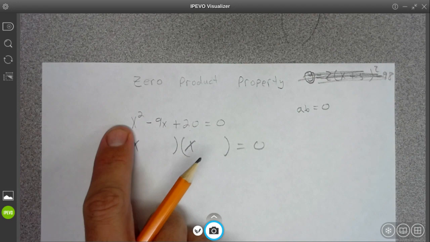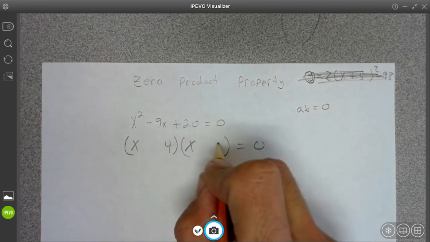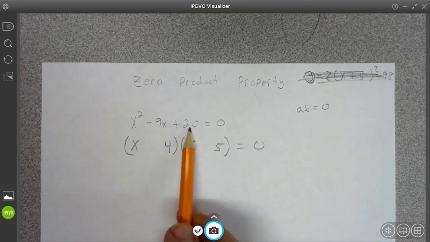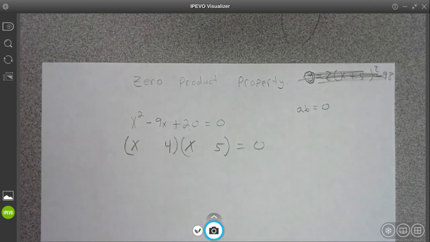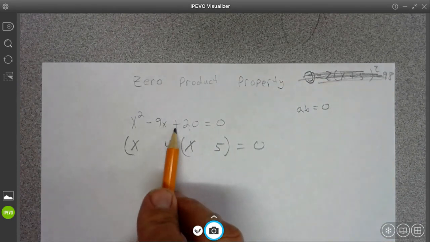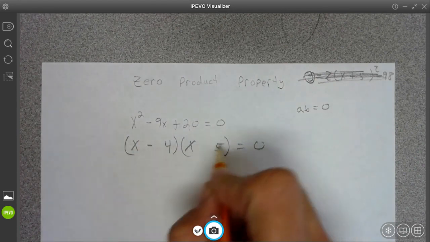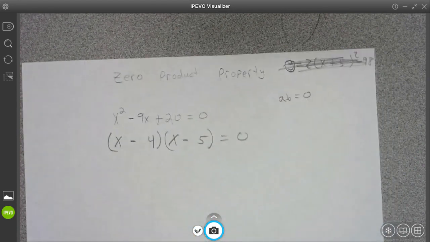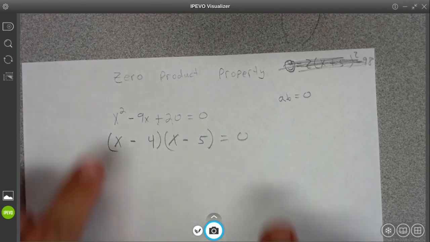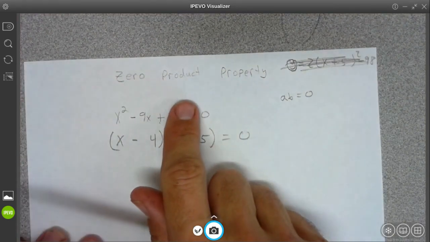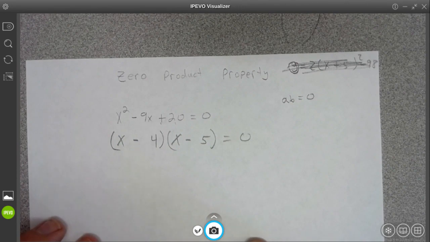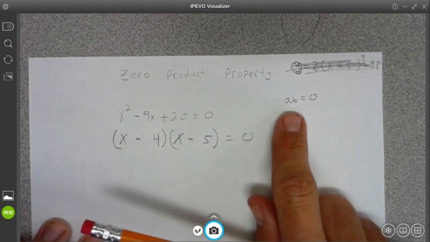x and x to give you x squared, it's got to be a 4 and a 5. They multiply to 20, and they add up to 9. Now they're the same signs, and they both have to be negative. So negative and negative. Now, you can already tell me, I'm sure you know what they are. There's two answers here for what x has to equal. This is called the zero product property, is what we're using, and it's a way of solving quadratic equations.